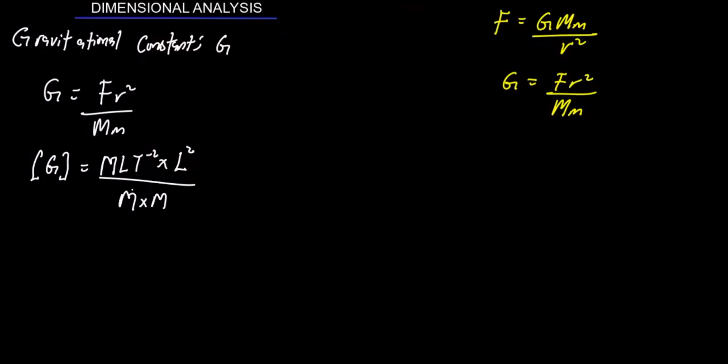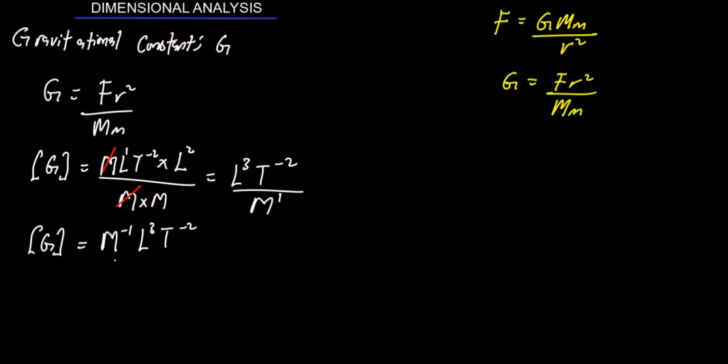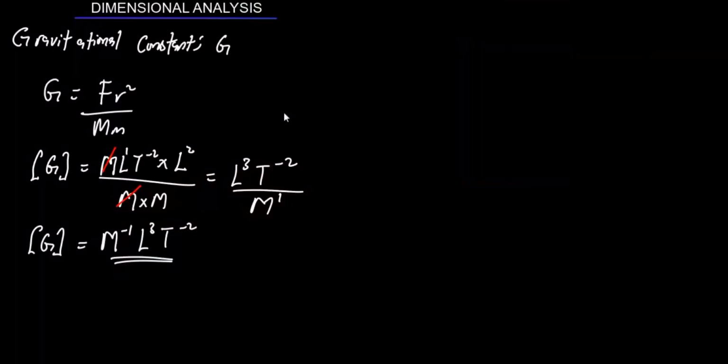Okay, so take note that this one takes care of this one. So from here, I'll be having L raised to power 1 times L squared will give me L to the power of 3, then T to the power of minus 2, then all over M. So the dimension of gravitational constant is M to the power of minus 1, L to the power of 3, then T to the power of minus 2. That is it. All right, what is the dimension for this quantity? What is the dimension for electromotive force?